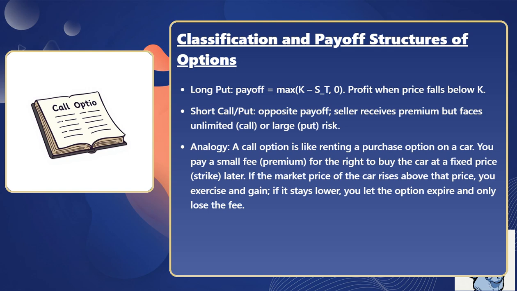Analogy: a call option is like renting a purchase option on a car. You pay a small fee, the premium, for the right to buy the car at a fixed price, the strike, later. If the market price of the car rises above that price, you exercise and gain. If it stays lower, you let the option expire and only lose the fee.